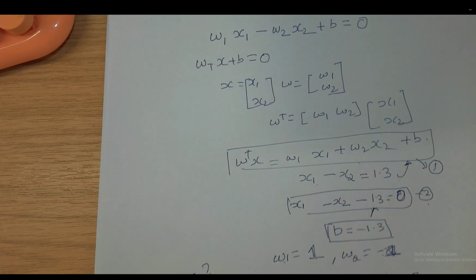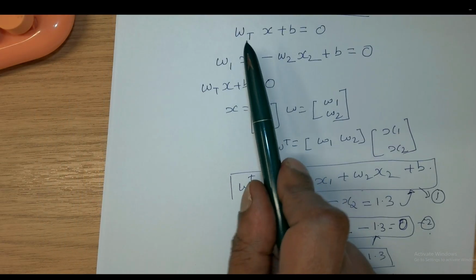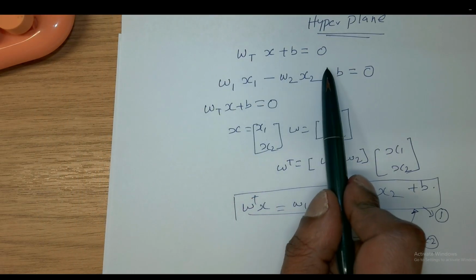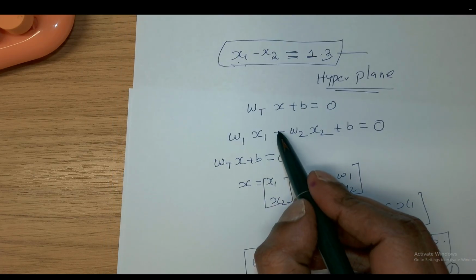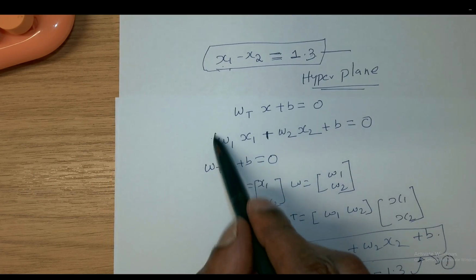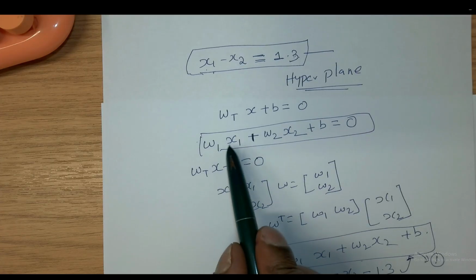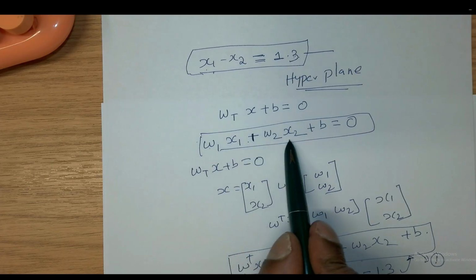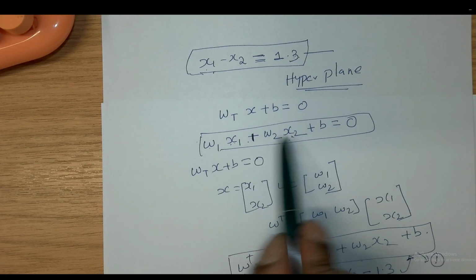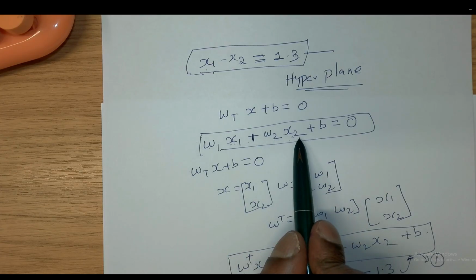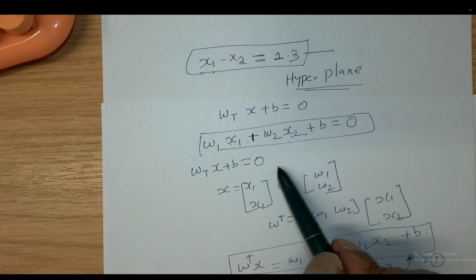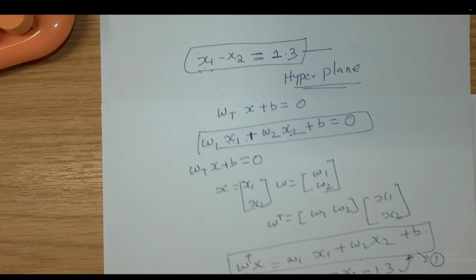and we compared it with the equation of the hyperplane, which is wTx plus b equal to 0, and we know that this is not minus, this should be plus. So this is the equation of the hyperplane, which is nothing but the weighted sum of each of your features. Weight 1 multiplied by feature 1 plus weight 2 multiplied by feature 2 plus b. That's nothing but the equation of your hyperplane.